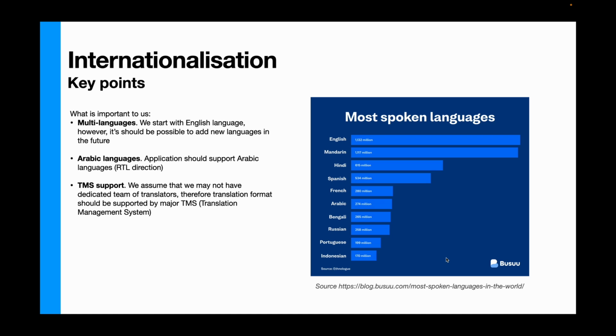What is important for us? We have to support multiple languages. We should support Arabic languages, which are right to left. And also, we want to support a translation management system. We assume that we may not have a dedicated team of translators. Therefore, we can use TMS.